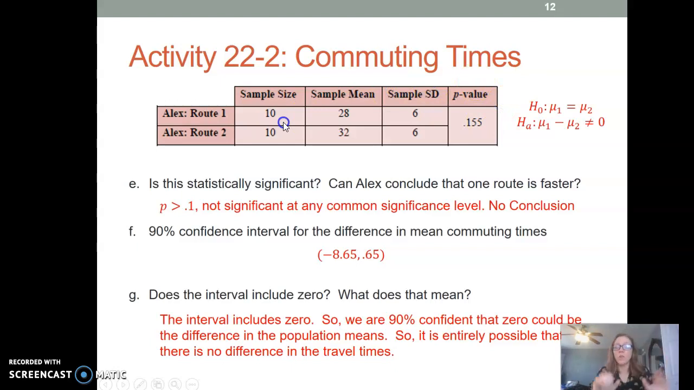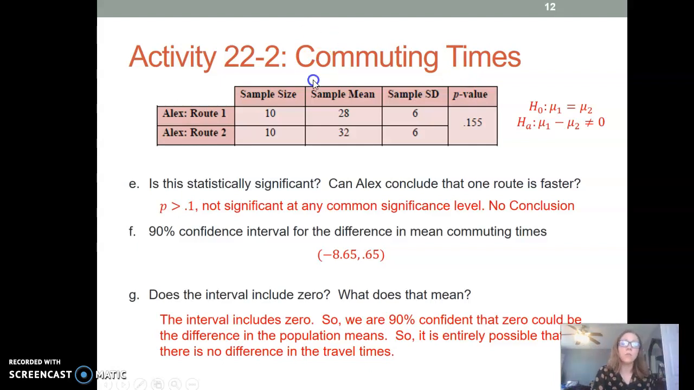Notice that our null hypothesis is that the mean time for Route 1 equals the mean time for Route 2. The null hypothesis is that there's no difference. The alternative hypothesis is just that the difference does not equal 0.